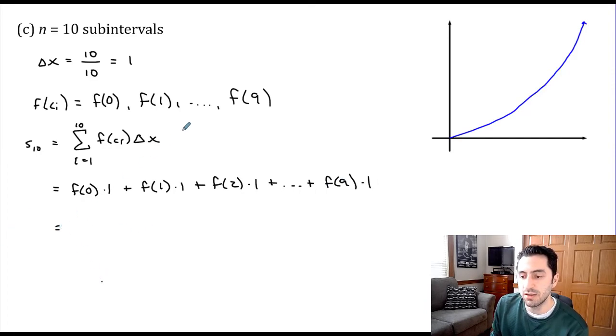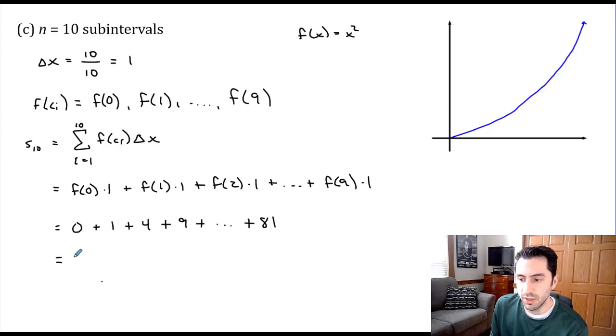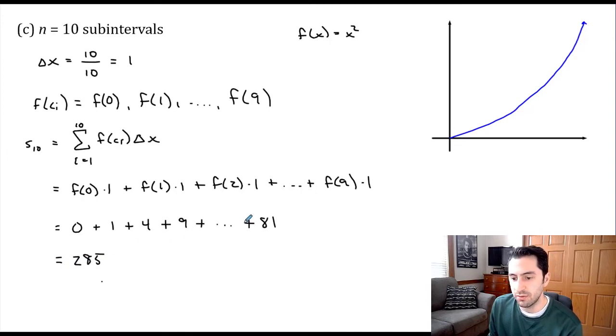And so because our function was just f of x is equal to x squared, and in each case we're just multiplying by 1, each of these terms is going to be the perfect square. So f of 0, 0 squared is 0, 1 squared is 1, 2 squared is 4, 3 squared is 9, and we're going all the way up to 9 squared, which is 81. So we're adding the perfect squares here. And if we do that sum, if I add all those up, we get an approximation of the area of 285. So again, it's still increasing and we're getting closer.